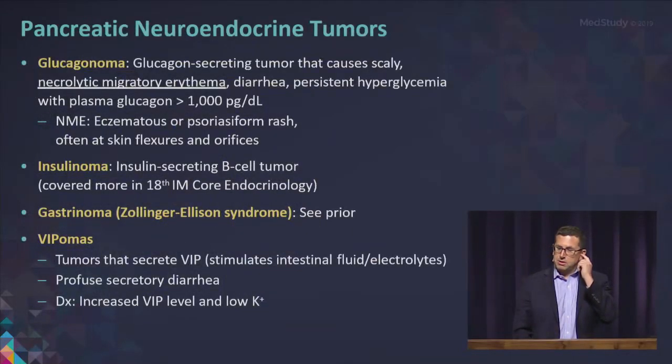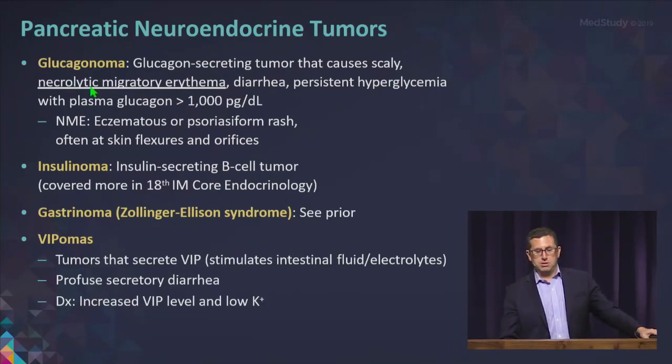And pancreatic neuroendocrine tumors, I think these were probably covered to some degree in your endocrine section. So you could get a number of tumors secreting various hormones. So you could get a glucagonoma. The key thing with this is that it's associated with a rash called necrolytic migratory erythema. So if you see that on a test, that is synonymous with glucagonoma.